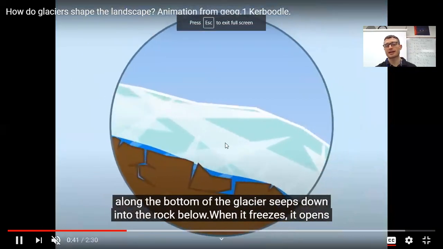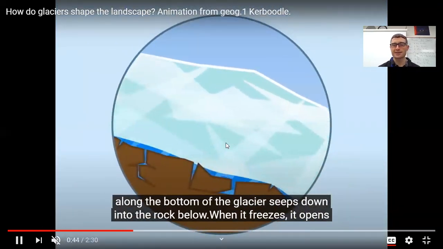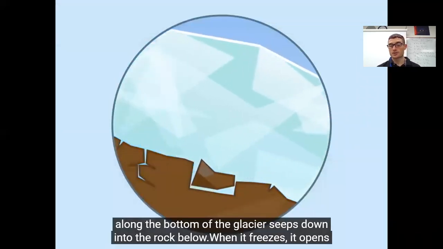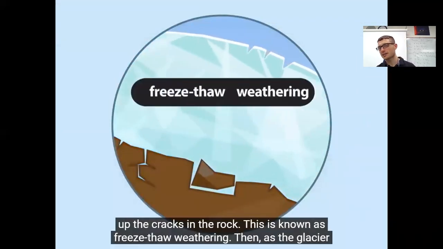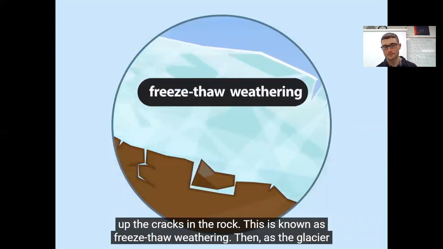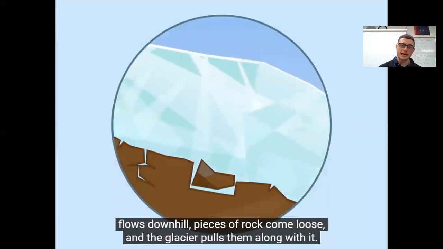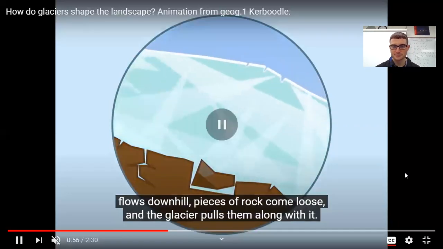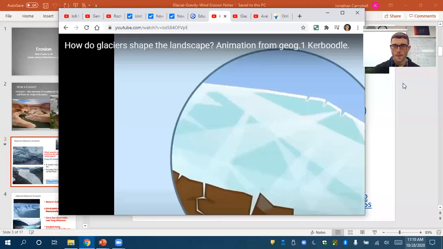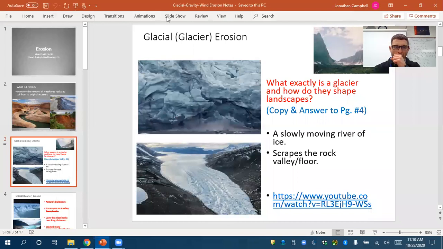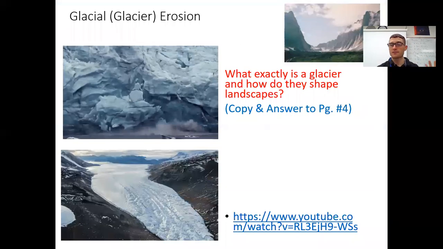You can see here again, guys, slowly moving rivers of ice. And what are they going to do? They're going to scrape or scoop at the valley or the ground beneath them. Okay, so scrape away. They kind of tunnel through and dig away through mountains. Okay. So I'm just going to go ahead and show you that off the bat, right?